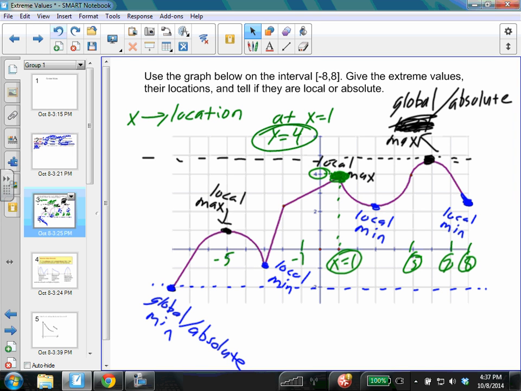Local max is just bigger than the stuff around it. Global or absolute max is bigger than anything else anywhere on the graph.